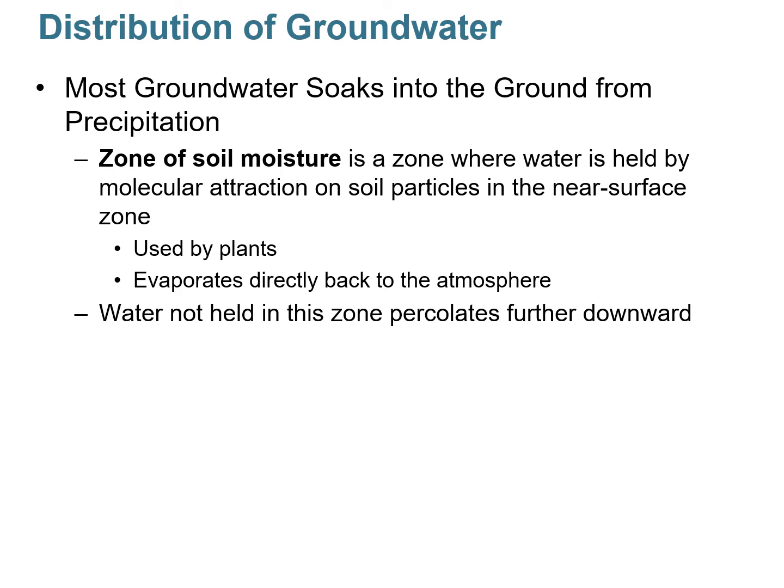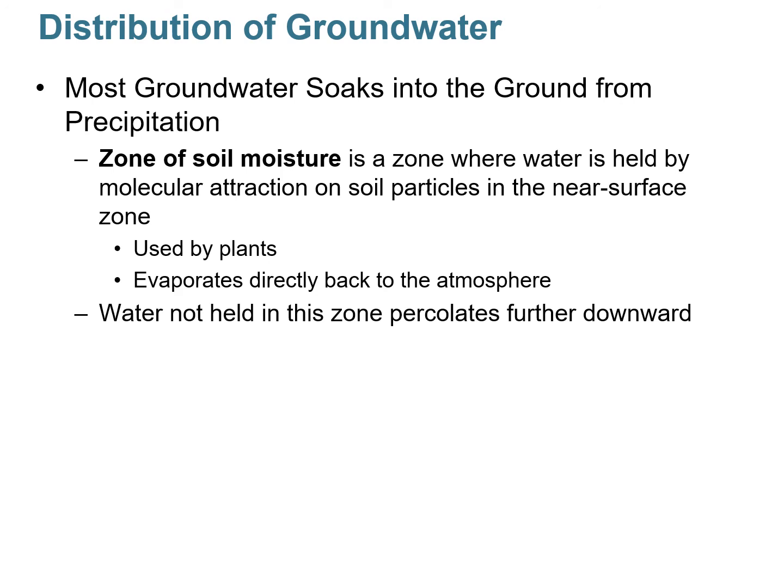And so if we think of the surface of the earth and we start moving down beneath the surface, you'll initially run into the zone of soil moisture that's very close to the surface of the earth, and that is where you have water molecules sticking to soil particles. That water is used by plants and typically evaporates back into the atmosphere and becomes part of the water vapor portion of the hydrological cycle.